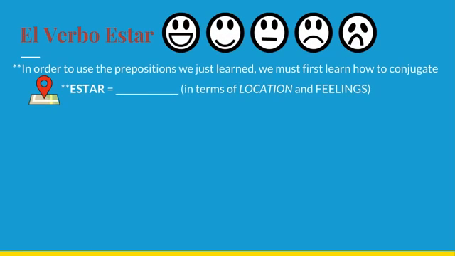So el verbo estar. In order to use the prepositions we just learned, we first have to learn how to conjugate the verb estar. Estar means to be, which if you've already learned about ser, you're sitting here thinking, but we already learned a verb that means to be. You'll find that ser and estar are totally different. They both mean to be, but you really need to separate the usages more than you need to just learn about translation. So for right now, and like I said, estar has a ton of other meanings.